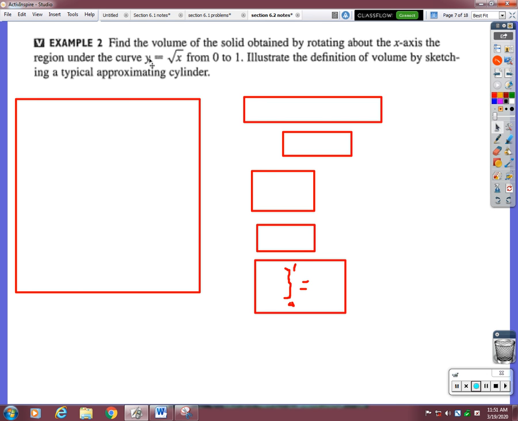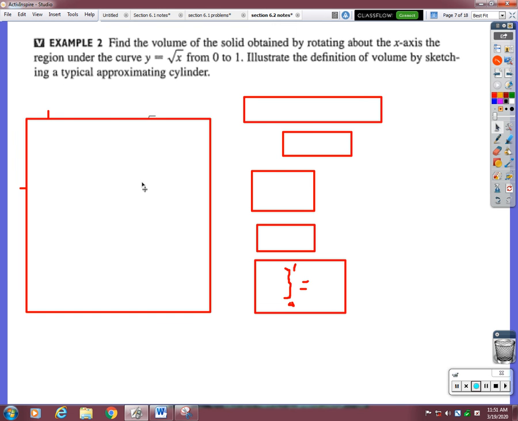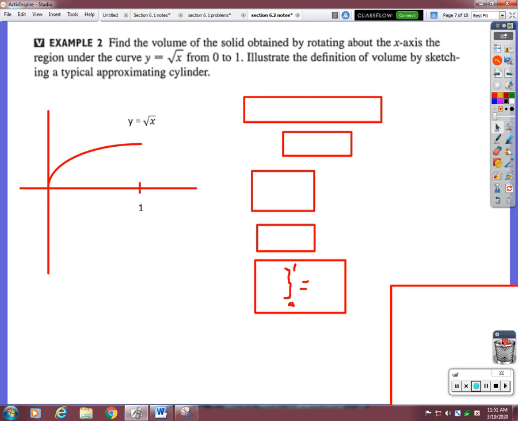Okay, so let's try another one. Let's find the volume of the solid obtained by rotating around the x-axis the region under the curve y equals the square root of x, from 0 to 1. So here is our setup. Here's the curve y equals the square root of x. Again, we're going to take this and rotate it around the x-axis.